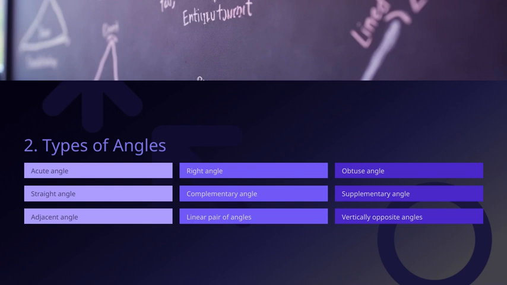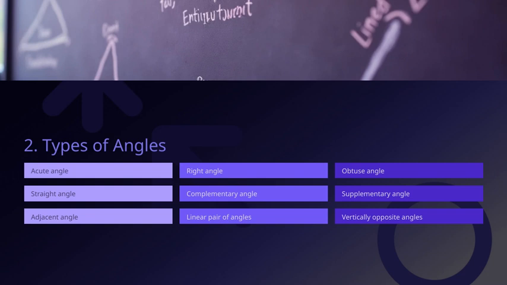When two angles add up to 90 degrees, we call them complementary angles. They are like a perfect team that completes each other. Now, a linear pair of angles consists of two adjacent angles that are supplementary, meaning they sum to 180 degrees, and they form a straight line together. An obtuse angle is greater than 90 degrees, but less than 180 degrees, so it's a wider, more open angle.